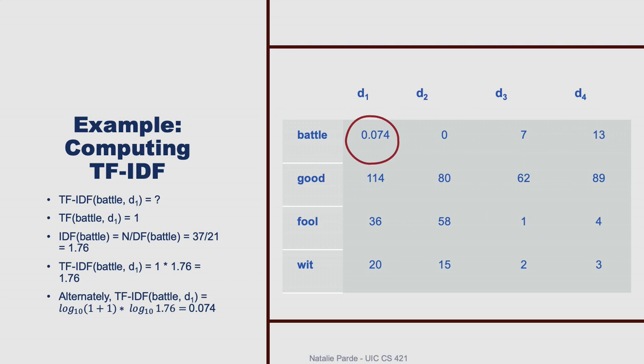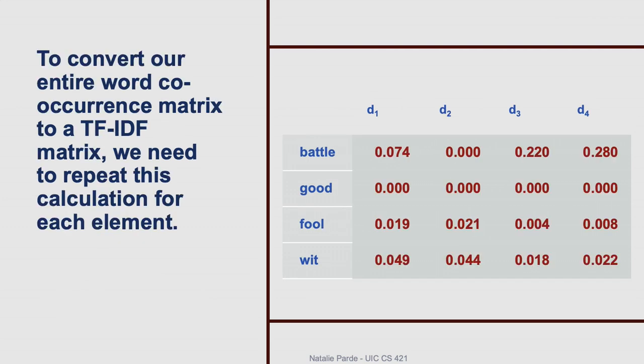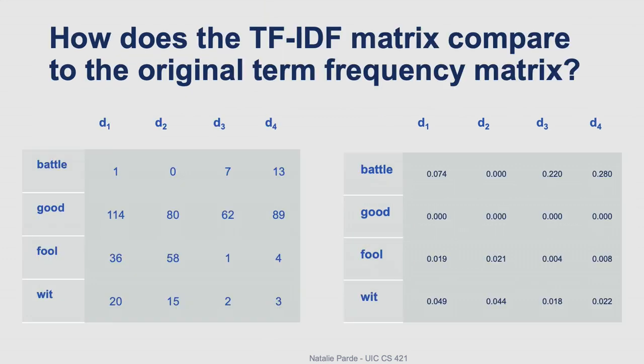So we can go ahead and replace our raw frequency count with a Tf-Idf value instead in our table. If we want to convert our entire matrix here to a Tf-Idf matrix, we would just go ahead and perform similar computations for every other cell also. Once we do that, we can look at how our original term frequency matrix compares with our new Tf-Idf matrix, and we see some interesting changes along the lines we expected.